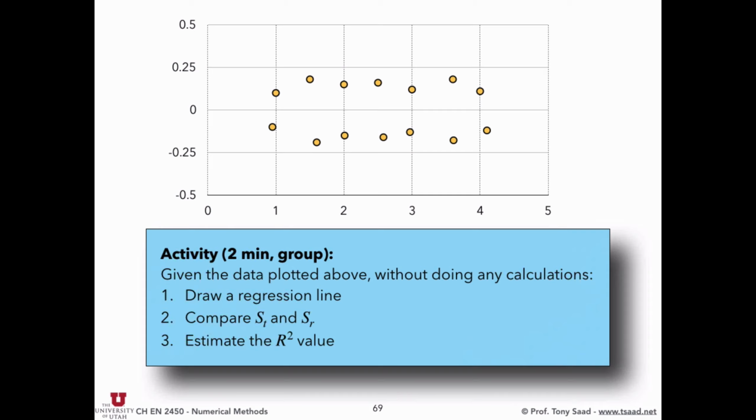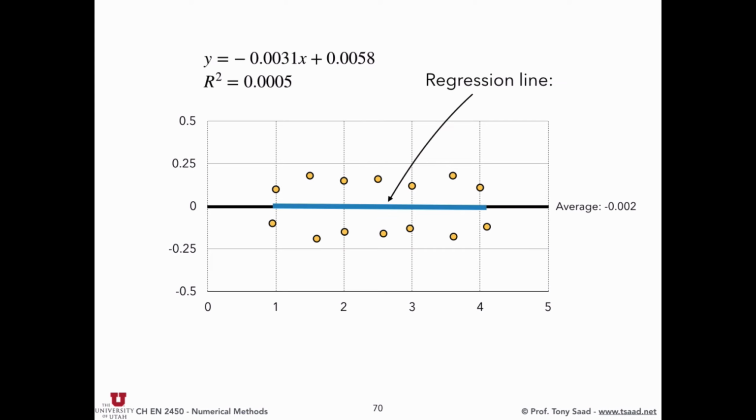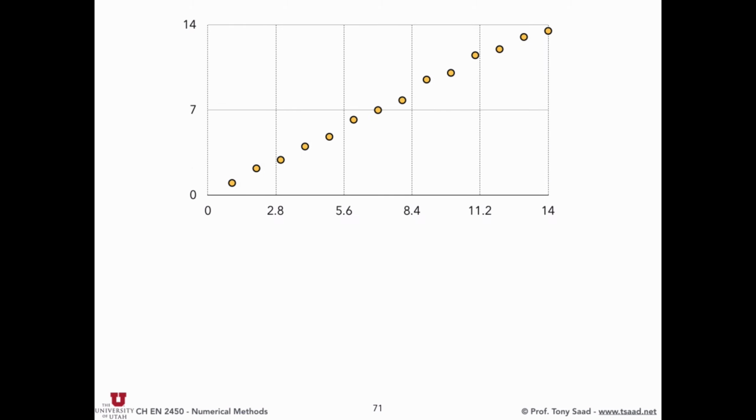So let's see things in numbers. All right, so if you draw the mean, that's the mean. It's about 0, almost 0. And then you draw the regression line. The equation for the regression line is the slope is almost 0, right? It's just almost 0. And the intercept is 0.0058, and the R squared value is again almost 0, as we expect, okay?